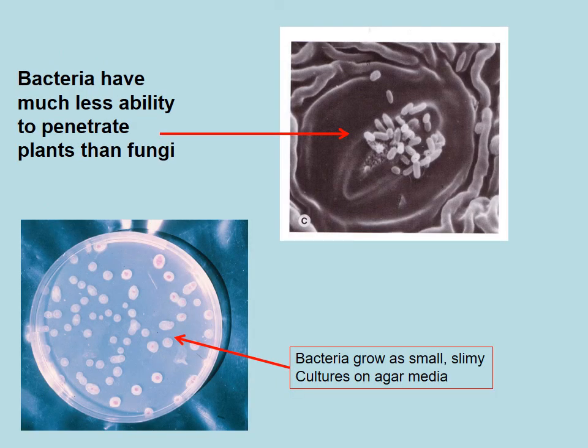In this photo, top right of screen, we can see bacterial cells clustered around a single stomata found on the surface of the plant. And you can see that bacteria tend to have much less ability to bypass plant defense mechanisms and penetrate the plant, in contrast to fungi. At the bottom left of screen, we can see how bacteria grow as small slimy cultures, otherwise known as colonies, on nutrient agar.